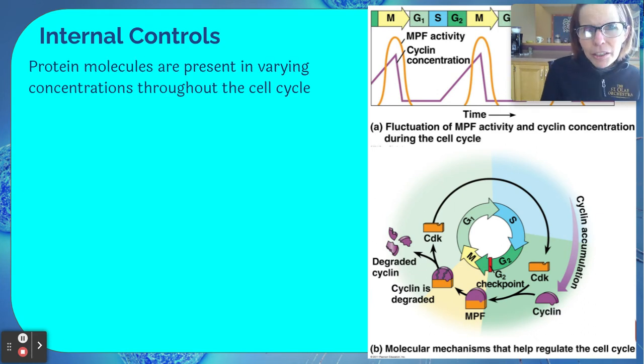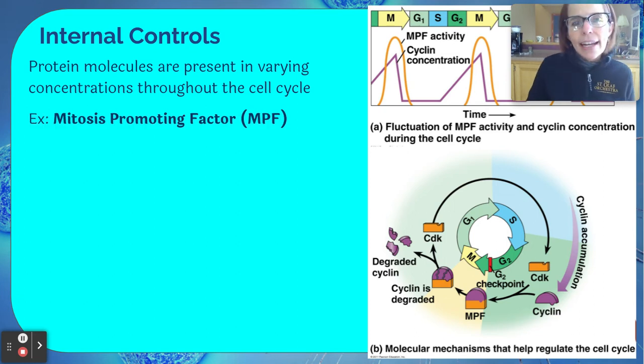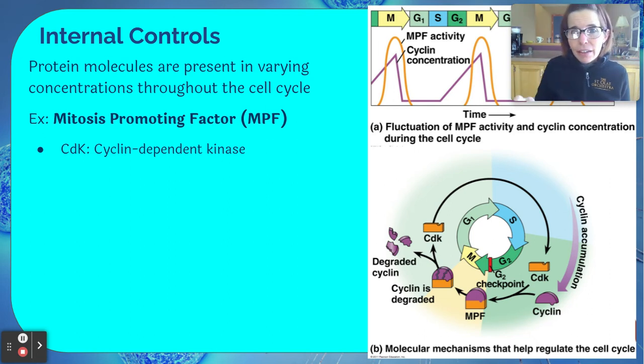So protein molecules are present in varying concentrations throughout the cycle, and that's what's going to determine what stage of the cycle we're in. So one example we have is called the mitosis promoting factor, or MPF. So I want you to take a look at the cycle down at the bottom, and then I'll move my picture so we can look at the graph above.